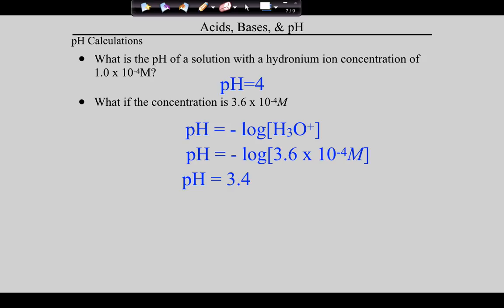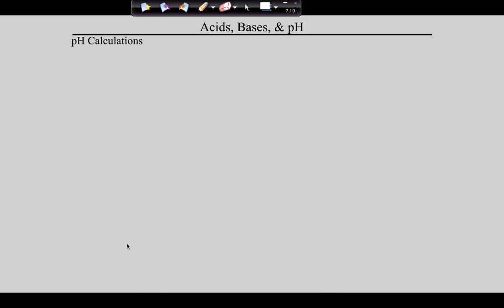So guys, notice what we did. We were given the hydronium ion, we came up with pH. Now guys, we've got to go in the other direction. Given the pH, you've got to be able to come up with hydronium ion. So guys, you're not writing the questions, but read. What is the hydronium ion concentration of a solution with a pH of 8? What's the answer? 1 times 10 to the negative 8 molar, yes?